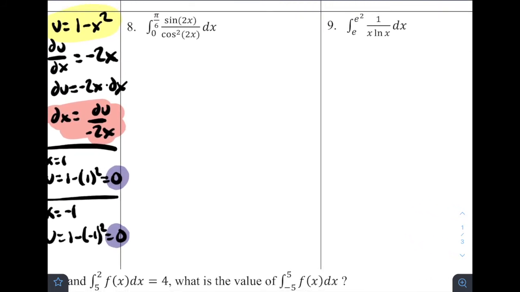Number 8, we've got a lot of stuff happening right here. But I notice that this is a sine of 2x divided by cosine of 2x quantity squared.